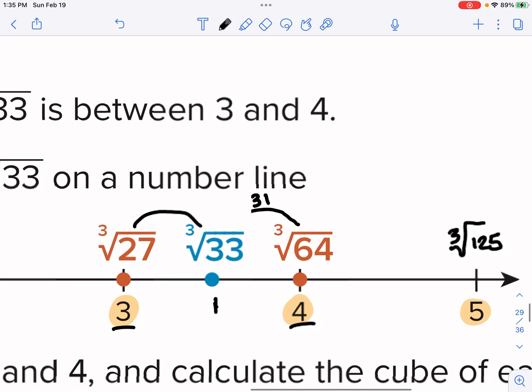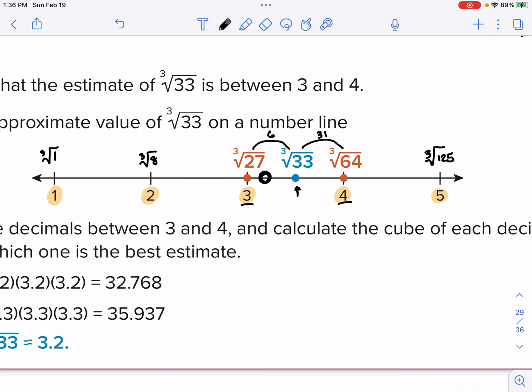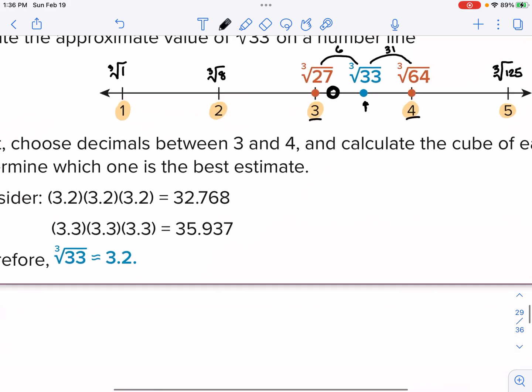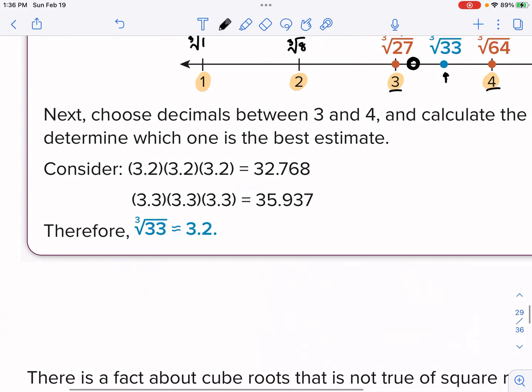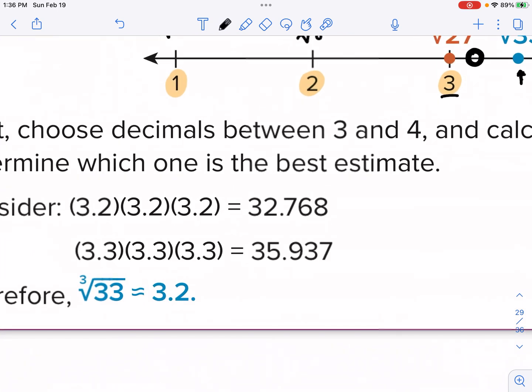So this is a lot closer to cube root of 27, right? It's only 6 away versus cube root of 64 is 31 away. So although this number looks like it's kind of in between, where the dot's right there, it's got to be more right here, since it's that much closer to 3. So this has got to be a 3 point something, a number that's really close to 3. Right here, as you can see, we would say that it's 3.2.